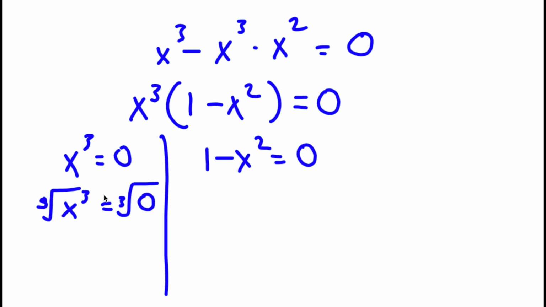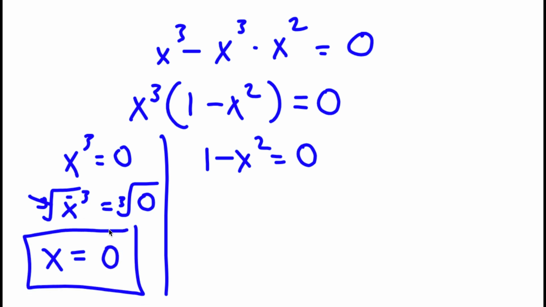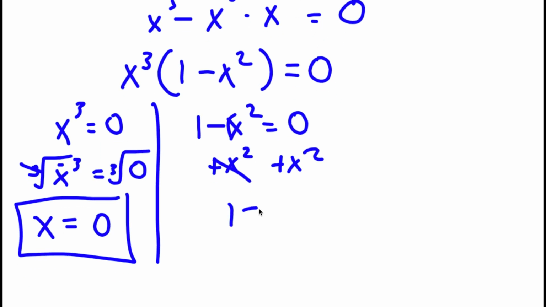So the cube root of x to the power of 3, that's simply x, and the cube root of 0 is simply 0. So x equals 0 is one solution to this problem. Now, for 1 minus x squared equals 0, I'm going to add x squared on both sides. So then these two cancel out, and now I have 1 is equal to x squared.